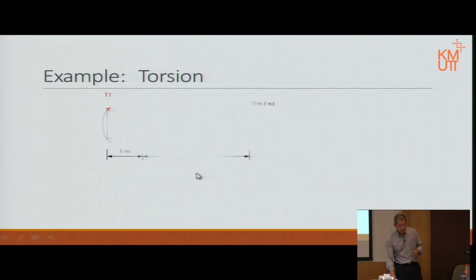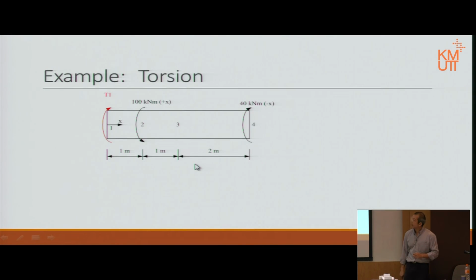Now, let's look at torsion first. This is the total free body diagram. The reaction T1 is the unknown, because point 1 is stuck to the fixed support. Look at the equilibrium. One unknown, so one moment equation would be enough. Therefore, T1 can be calculated as 60 kilonewton meters.